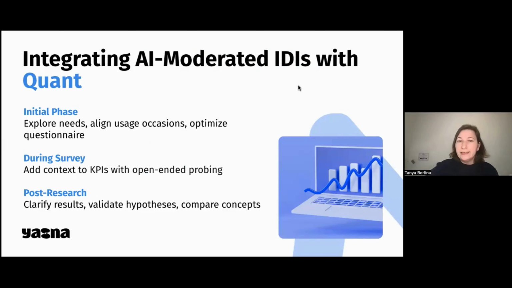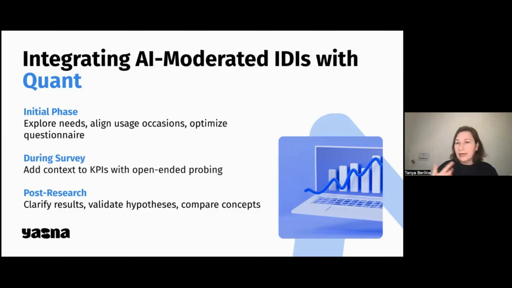Okay, so how can you integrate AI moderated IDIs with Quant? For example, it could work as an initial phase. When you need to explore needs, to understand what kind of usage occasions for a certain category are relevant, or when you need to find relevant wording for the questionnaire, you can do it with Yasna or another platform, and do some kind of exploration that will help you to create a perfect questionnaire. Then you can do it during the survey.